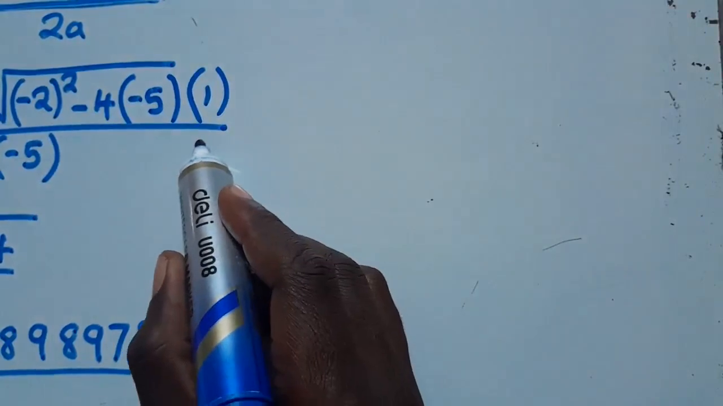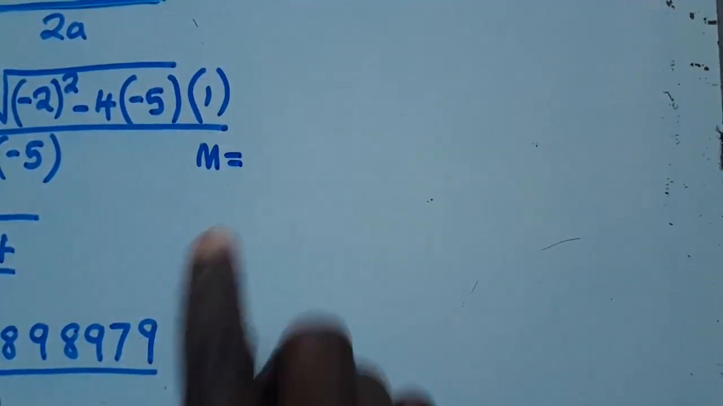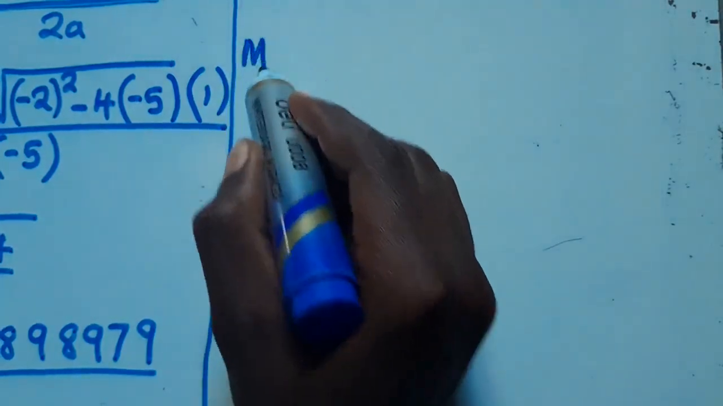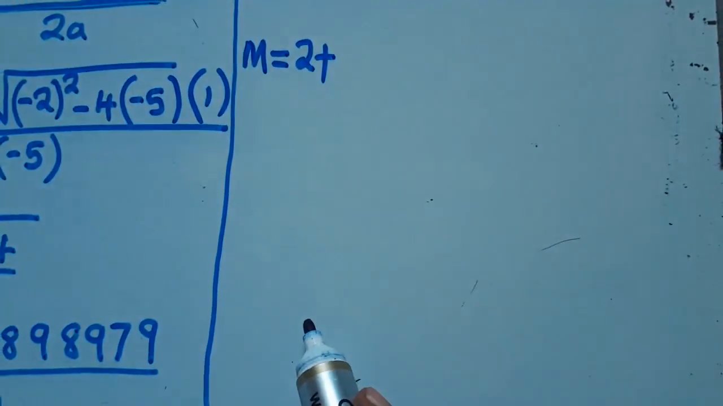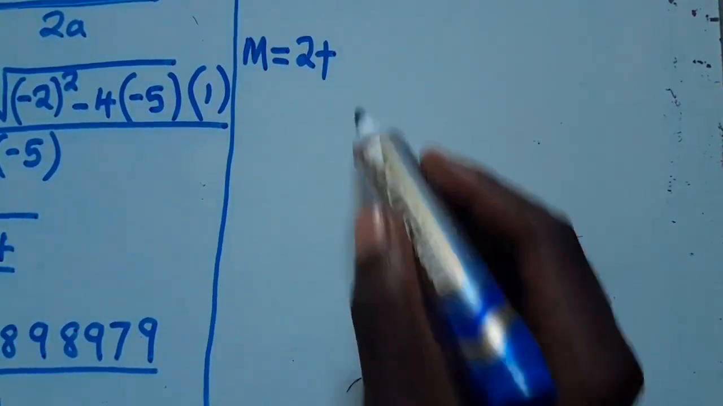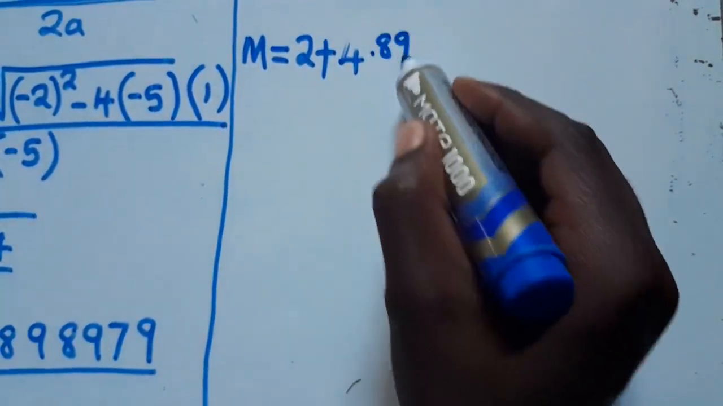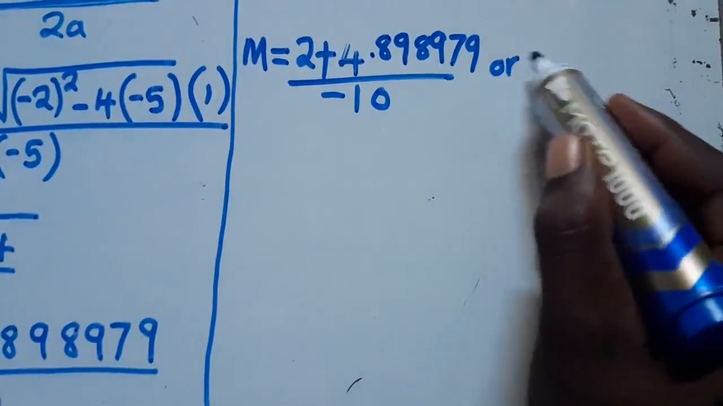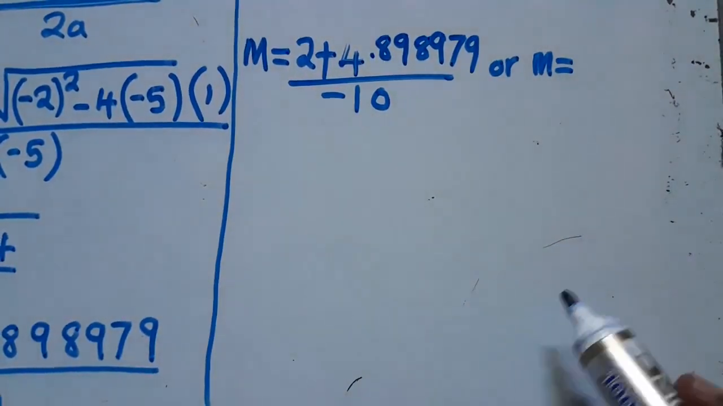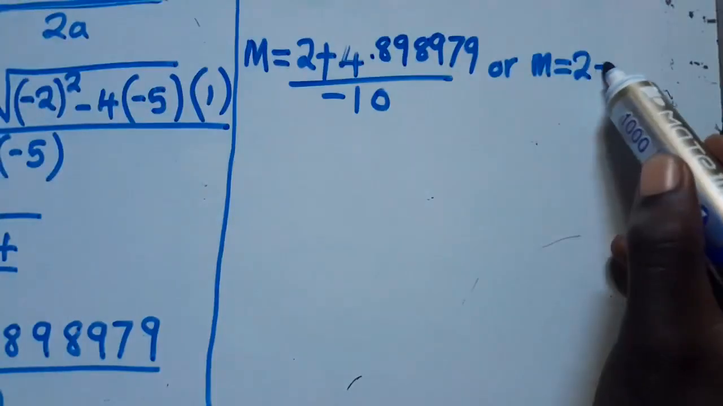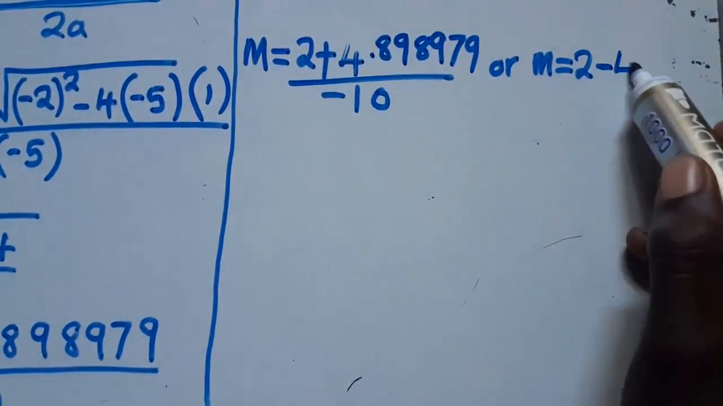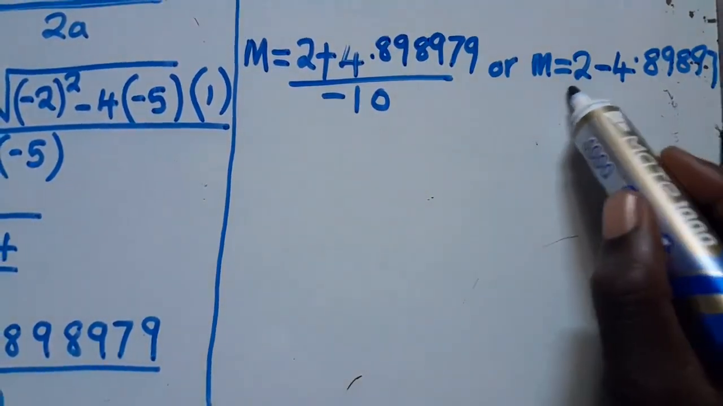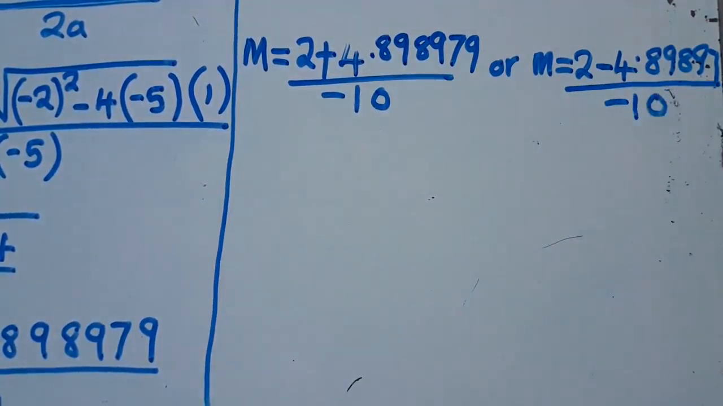I'm going to say M is equal to, I'll start writing from there because of space. So let me do this. Put a boundary line like this. I'm just continuing. So I say M is equal to 2 plus 4.898979, like that, over negative 10. Then M is equal to 2, since I used plus here I'm going to put minus, minus 4.898979. You finish it. You say over negative 10. You do this over negative 10.